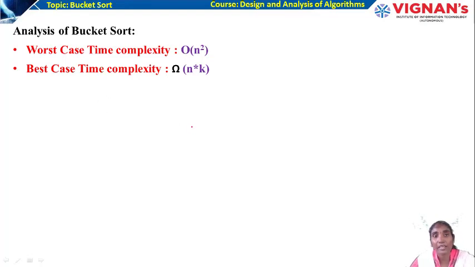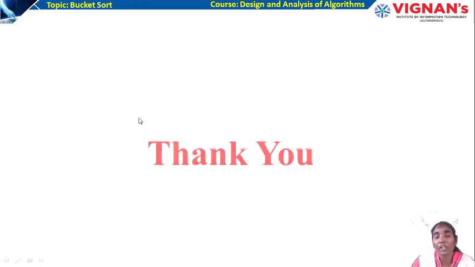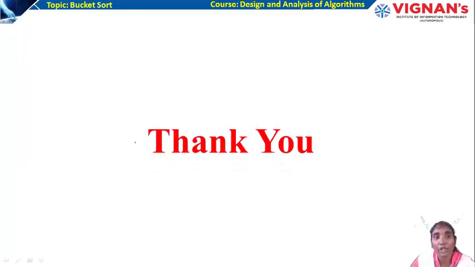Best case. Best case means only some elements are filled in some fewer number of buckets. So for them n into k. Average case theta of n into k. Now finally the space complexity is big O of n plus k.